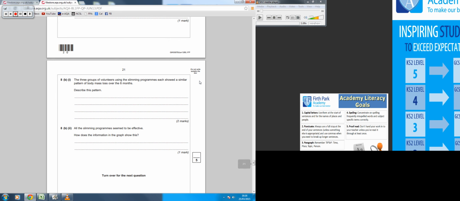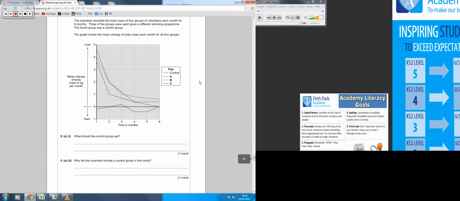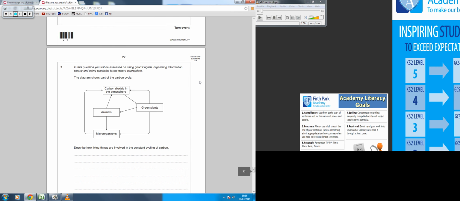And all the slimming programs seem to be effective. How does the information in the graph show this? So look at that graph. Why can we say from that they are all effective?